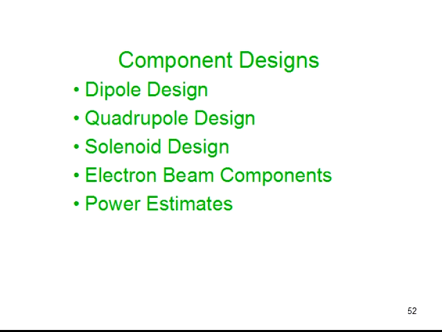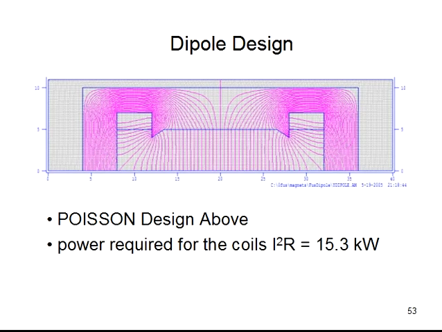Now we'll look at the component designs needed for the ECOFusion system. We'll take a look at the dipole design, the quadrupole and solenoid designs, the electron beam components, and look at some power estimates required to drive those various components. The dipole design has been studied by the well-known program Poisson. The power requirement for the coils is about 15 kilowatts for the dipole designs for the ECOFusion system.